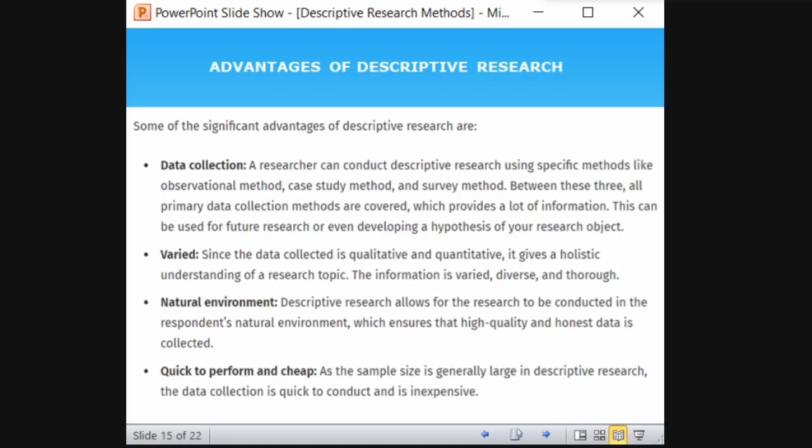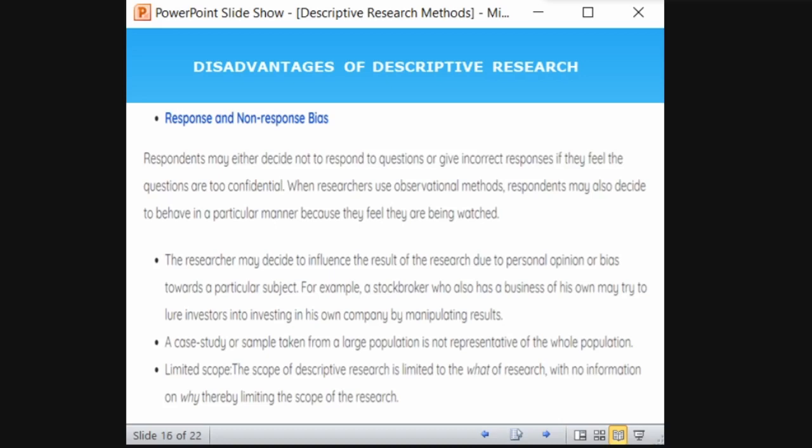Natural environment. The researcher has no control over the variables, right? So it happens in a natural setting, that is, the respondent's environment, which ensures high quality and honest data. That is true. Quick to perform and cheap also. As the sample size is large, the data collection is very quick to conduct. It is inexpensive. So these are the various advantages.